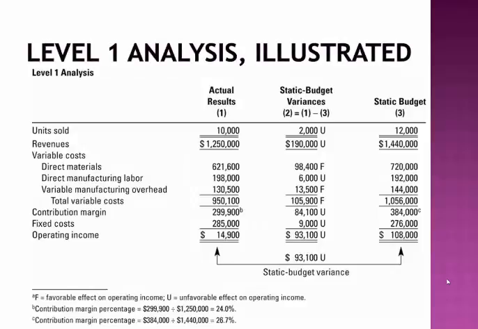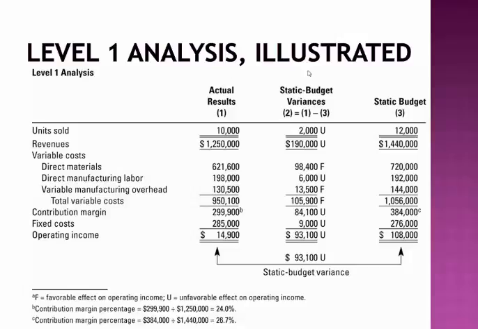Here is the level 1 analysis showing us the static budget variance. Okay, so back in chapter 6, we learned to formulate this third column on this example. All right, so this is our master static budget over here on the far right. I always want you guys to set your work up with the master static budget to the very, very far right and your actual results to the very, very far left.